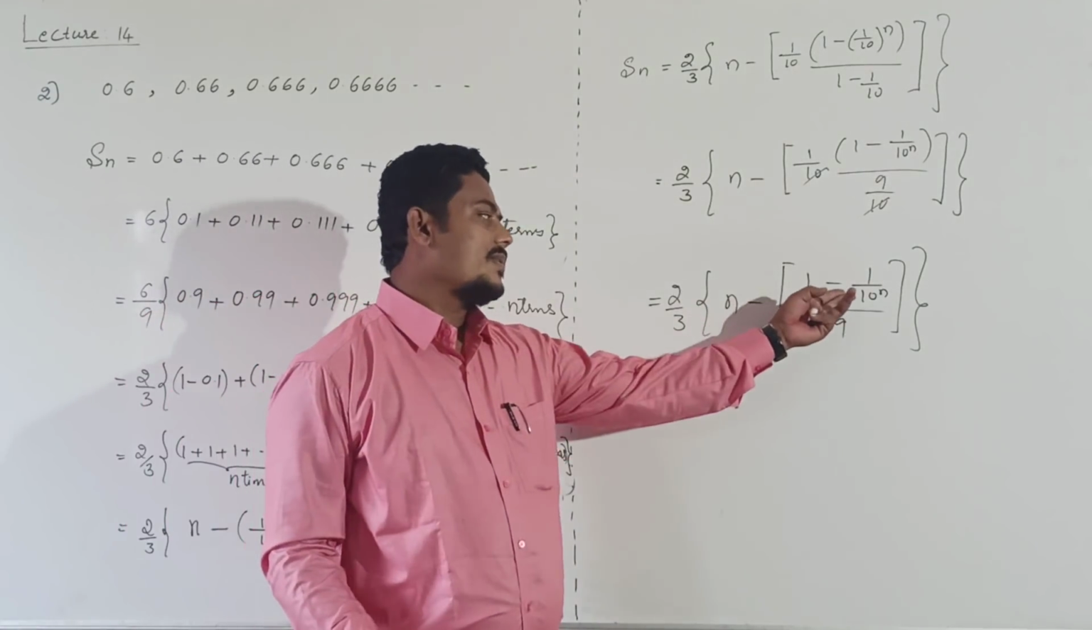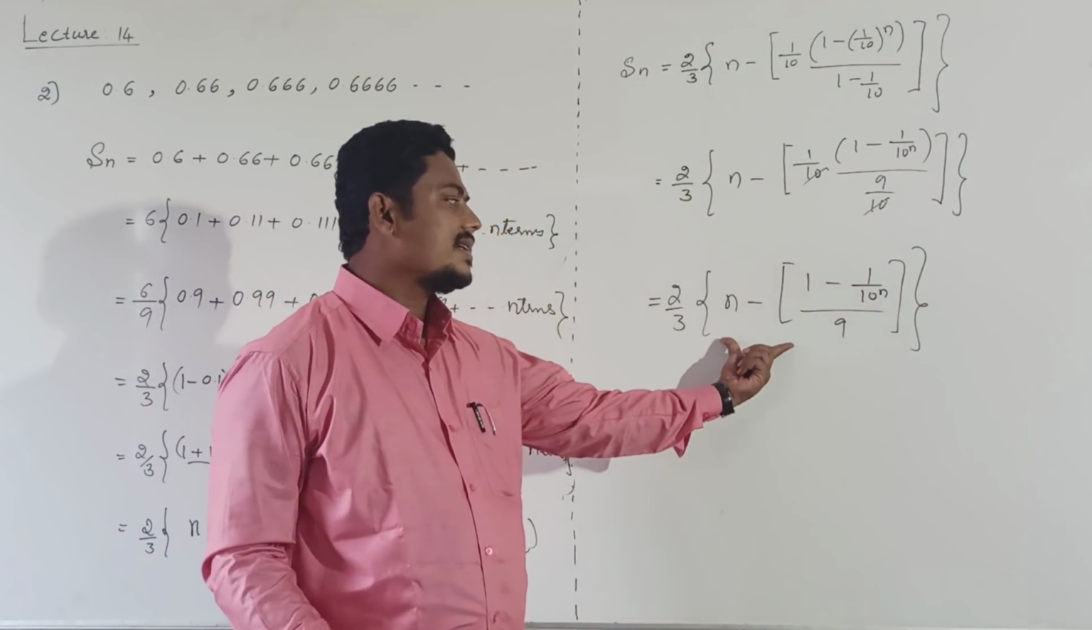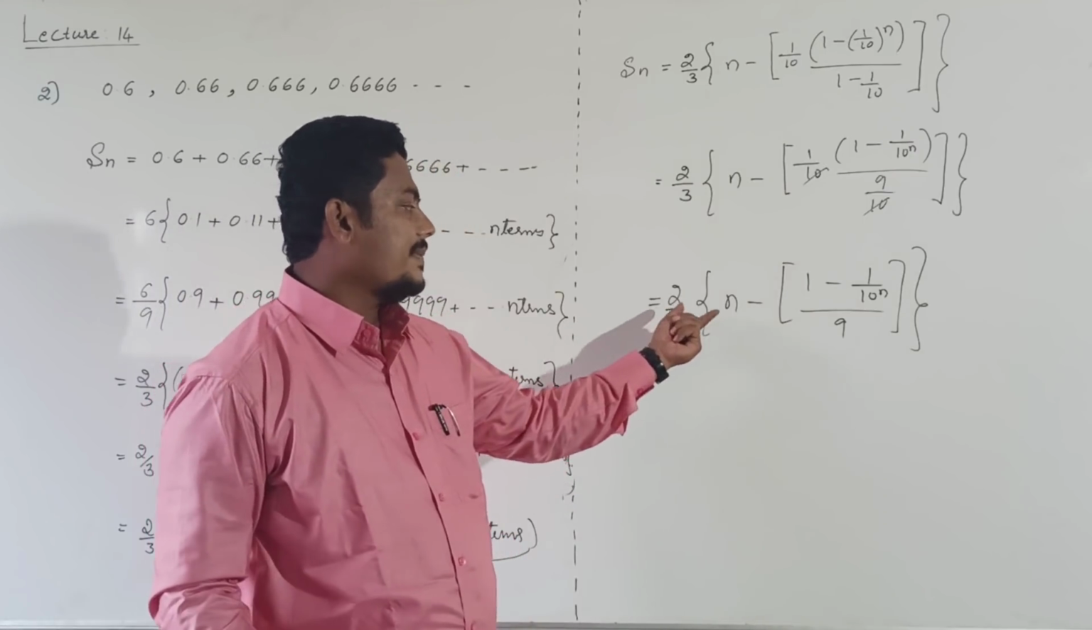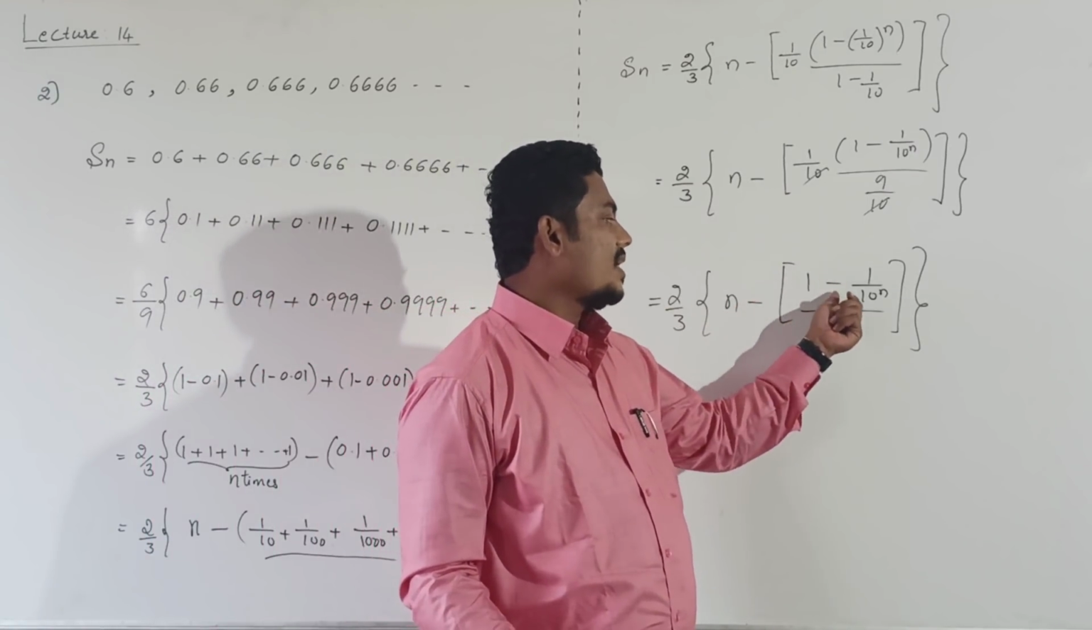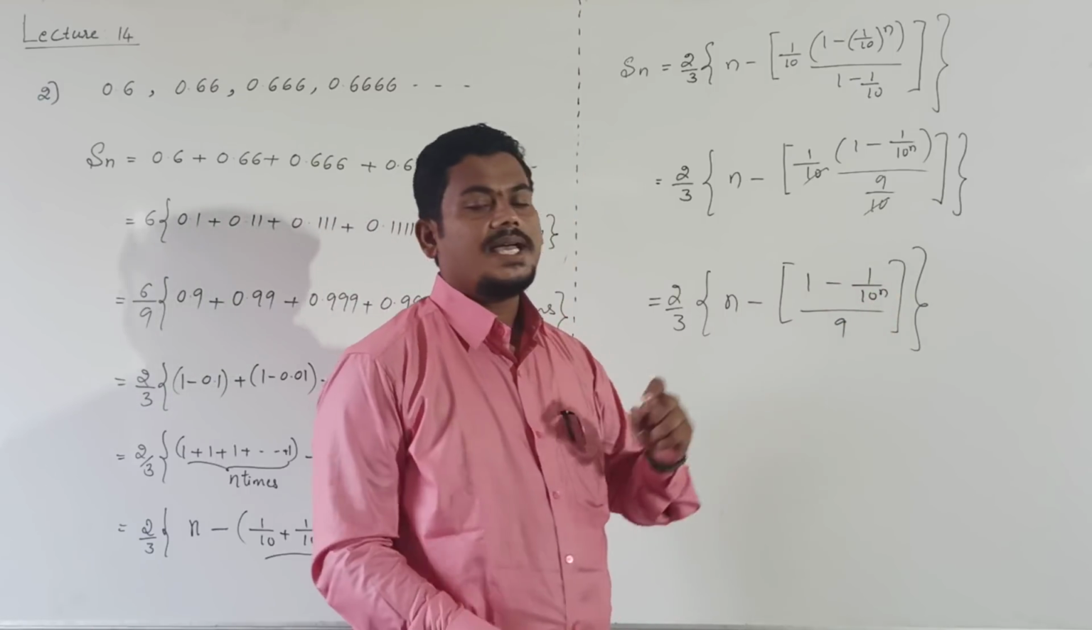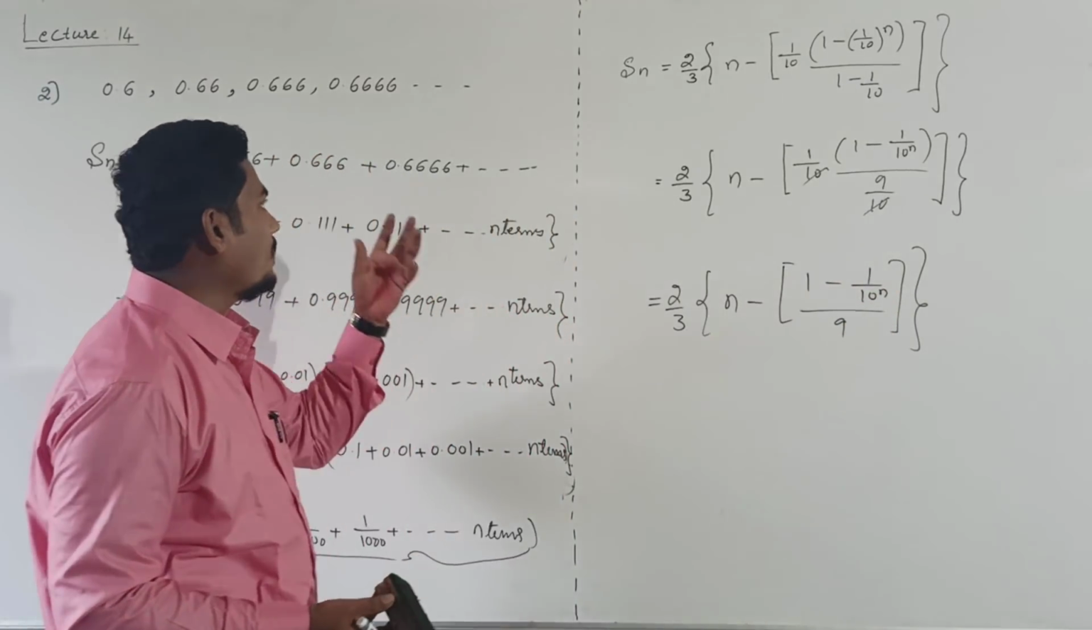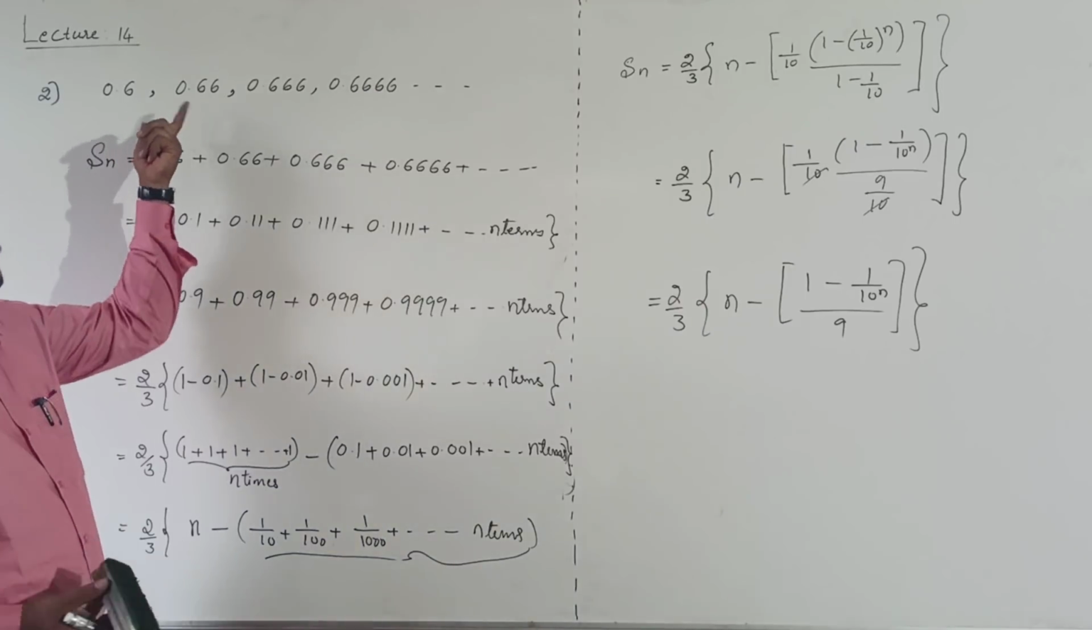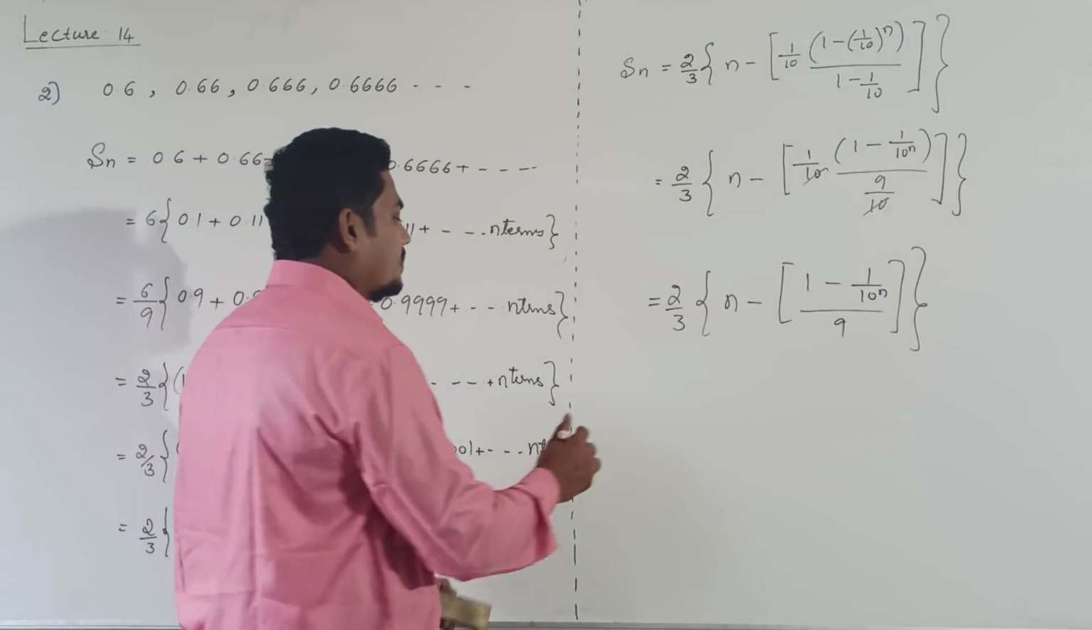Or else you can simplify taking LCM. Just write this expression: 2 by 3 in bracket n minus (1 minus (1 divided by 10) power n) divided by 9. This is the sum to n terms of this sequence. Take one homework.